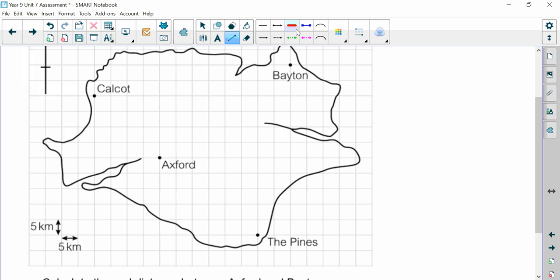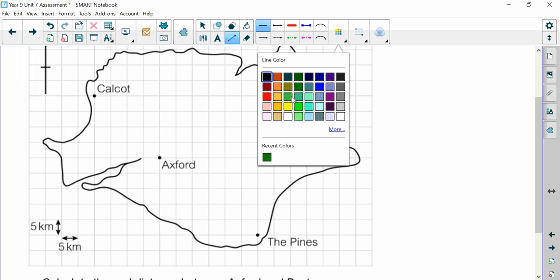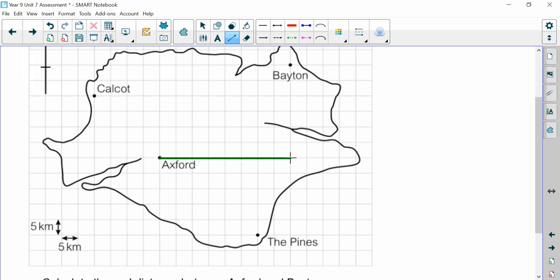But another way to do it is to consider the triangle that we can actually make. If I go from Axford up to Bayton, you can see that I can form a right angle triangle, and this avoids any issues with the scale. So here I've got a nice right angle triangle. In terms of squares across, I've got 1, 2, 3, 4, 5, 6, 7, 8. 8 squares. Well, if every square is worth 5, I've got 8 times 5 there, so I've got 40 kilometers going across. And likewise going up, I've got 1, 2, 3, 4, 5, 6 squares. Well, 6 times 5, I've got 30 kilometers.